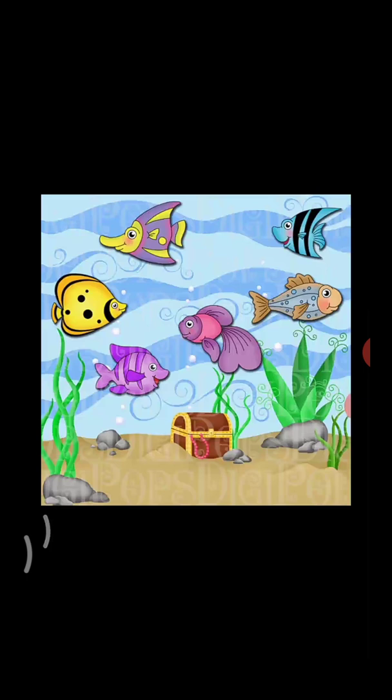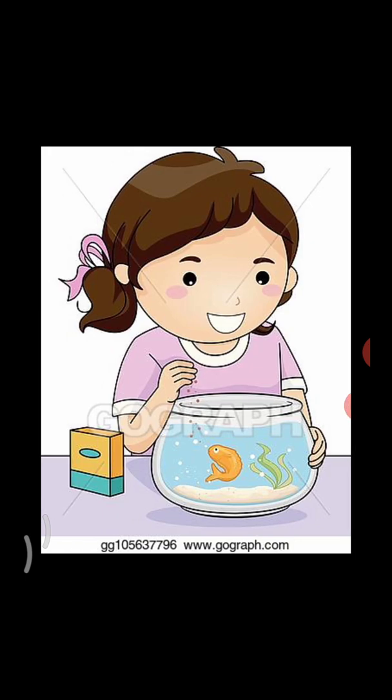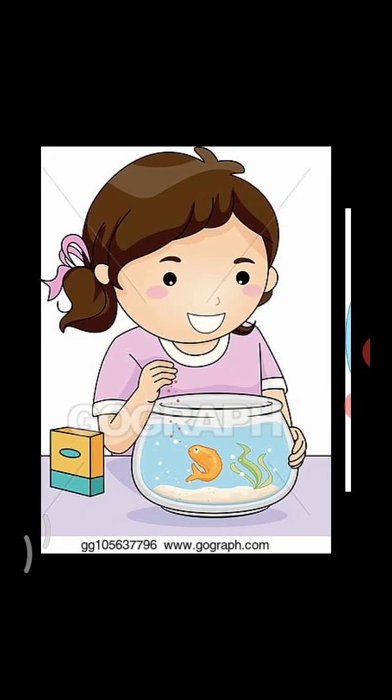Students, let's do an activity. For this activity, students, let's have a tub full of water and put some magnet fishes in it and then try to swim them with your hands.